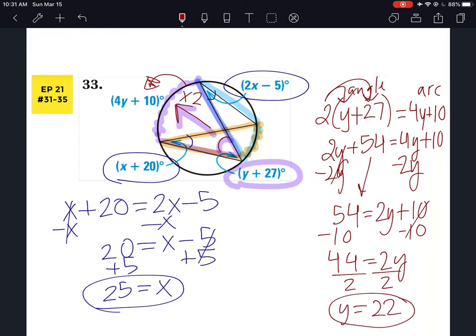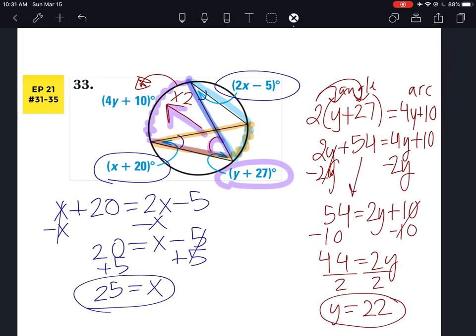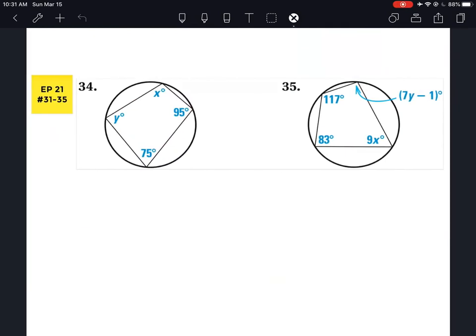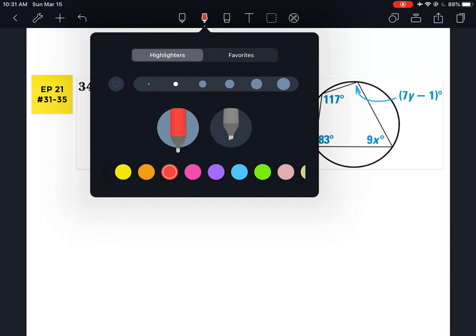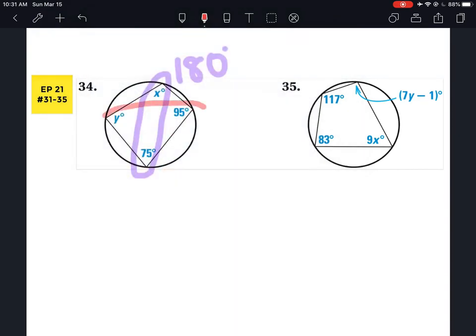And now on to number 34. Number 34 and 35 both have quadrilaterals. There is a special relationship between these two angles in a quadrilateral. They both add up to 180. And the same relationship can be said about these two. Opposite angles in an inscribed quadrilateral always add up to 180.